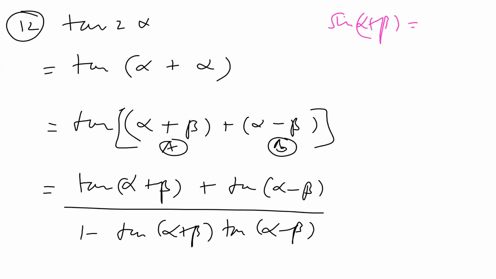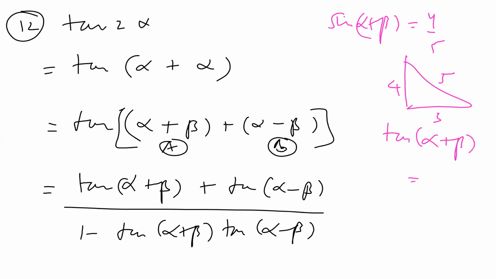is equal to 4 by 5. They have said that alpha plus beta and alpha minus beta are acute. So alpha plus beta is acute, so only first quadrant. So this is 4, this is 5, this is 3. So what will be tan alpha plus beta? Tan alpha plus beta will be 4 by 3. So this value is 4 by 3.